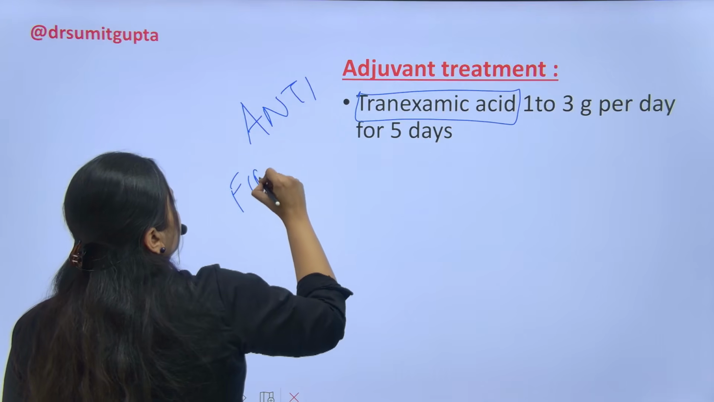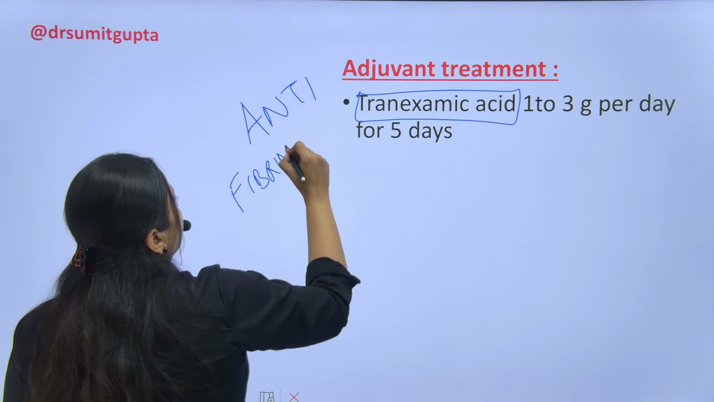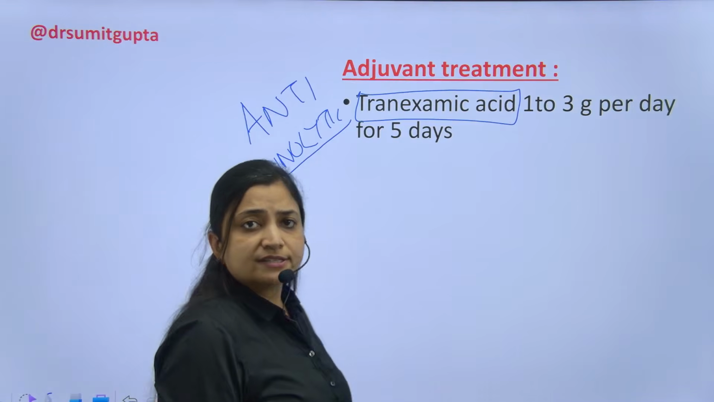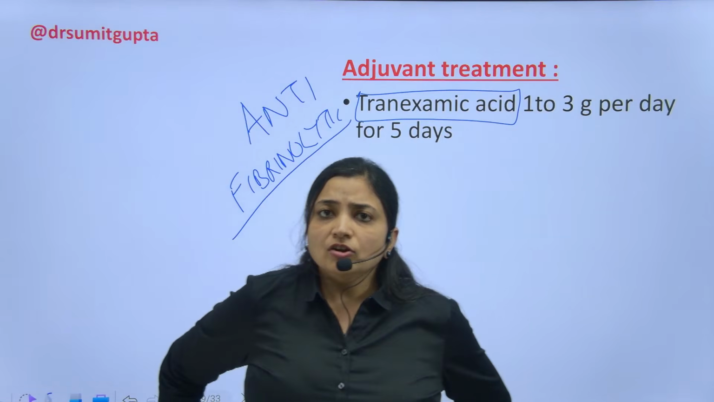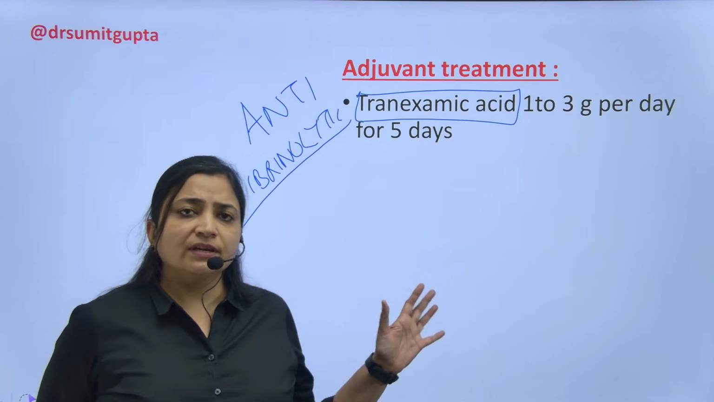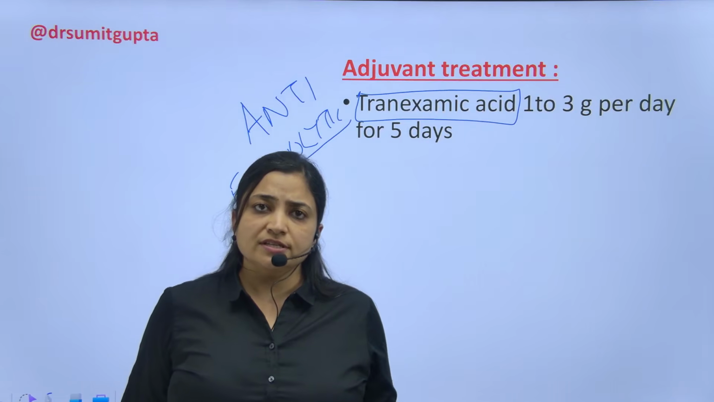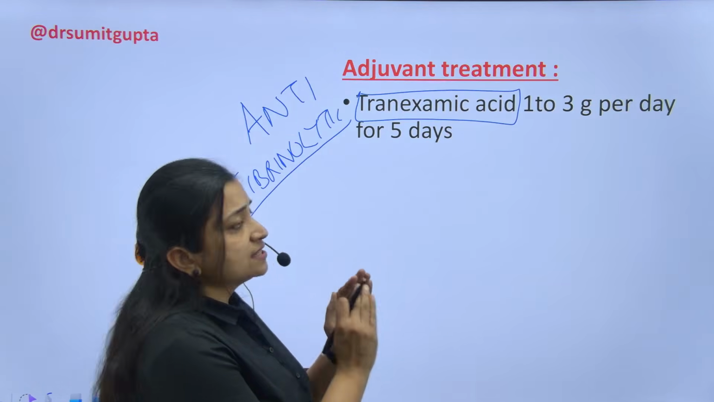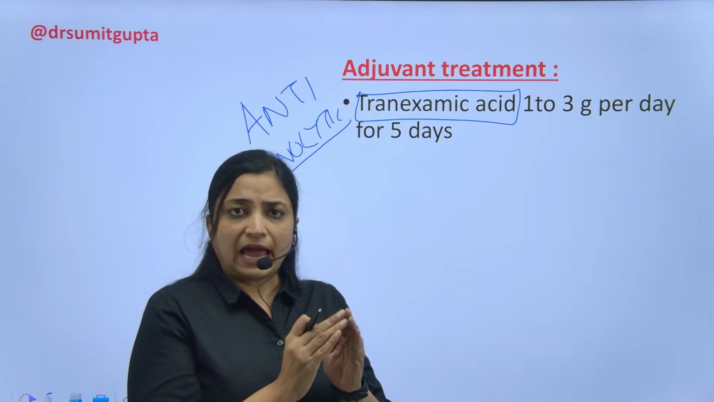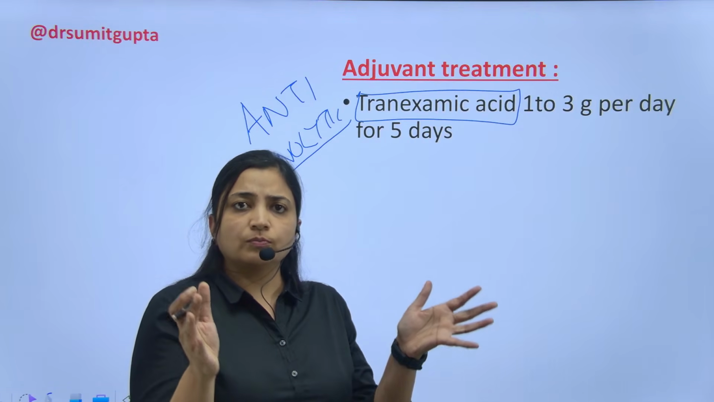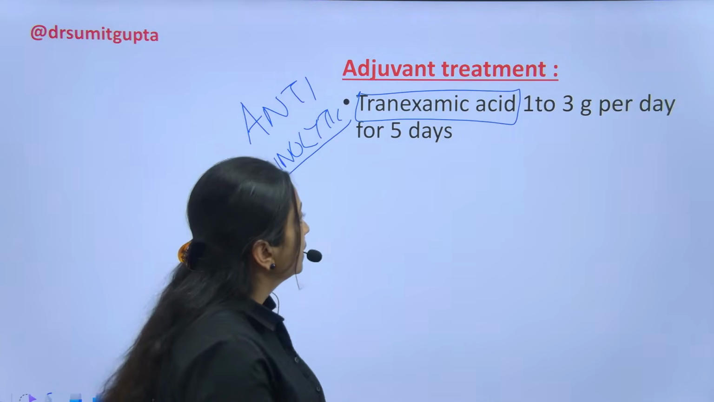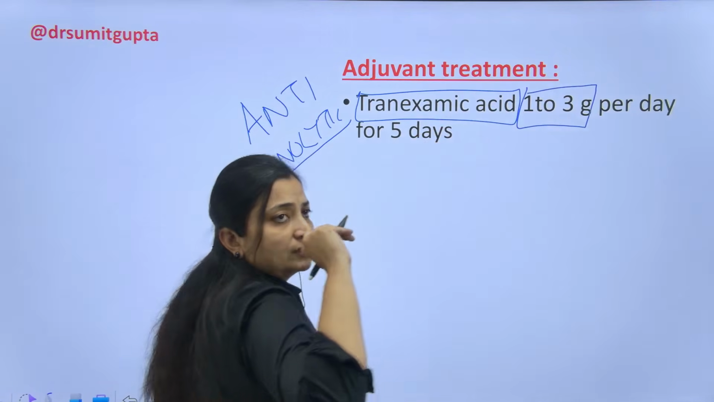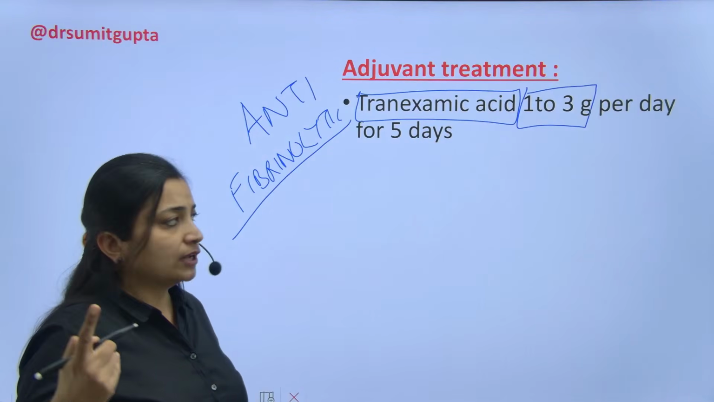anti-fibrinolytic agent. We will study all the drugs and all mechanisms of action in a different, altogether separate lecture, because here we cannot cover each and everything. But Tranexamic Acid is now the drug of choice among antifibrinolytics. It decreases the lysis of blood clots, and because there are more blood clots, the bleeding stops early. Dose is 1 to 3 grams per day depending on the weight and requirement of the patient.